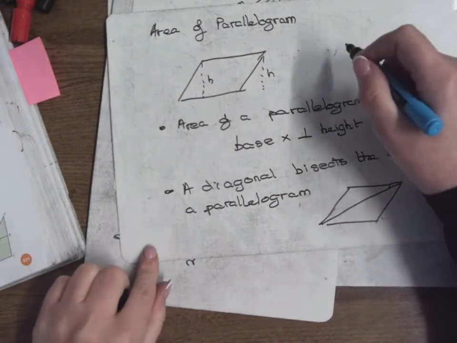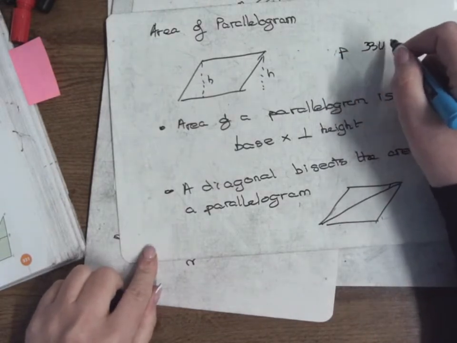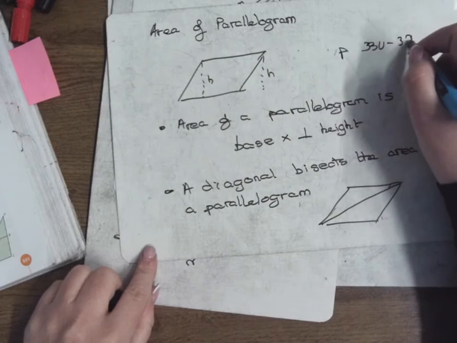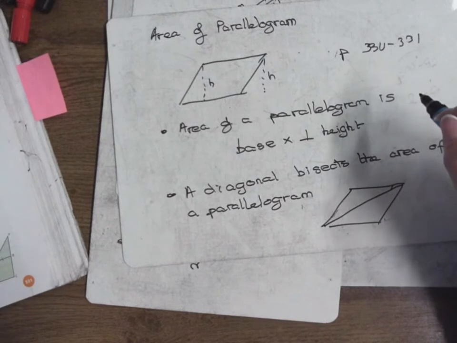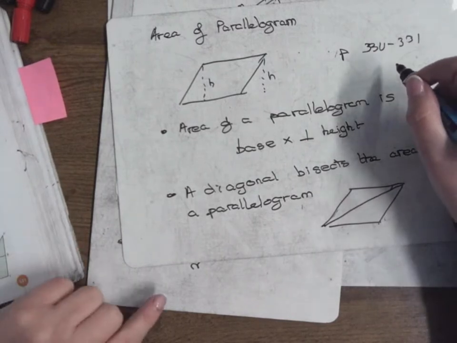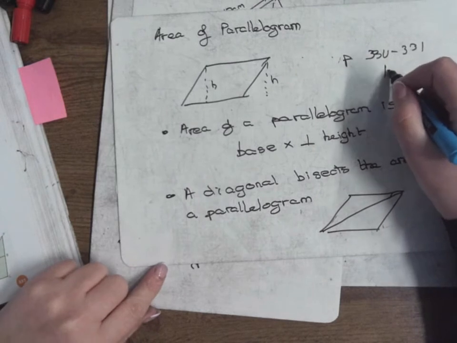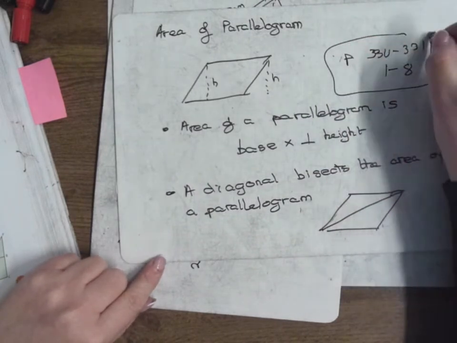I'm going to give you a few questions on these for homework. So we're going to do page 330 to 331. Let's do 1 to 8. Is that okay? And I'm going to go now and do a couple of constructions.